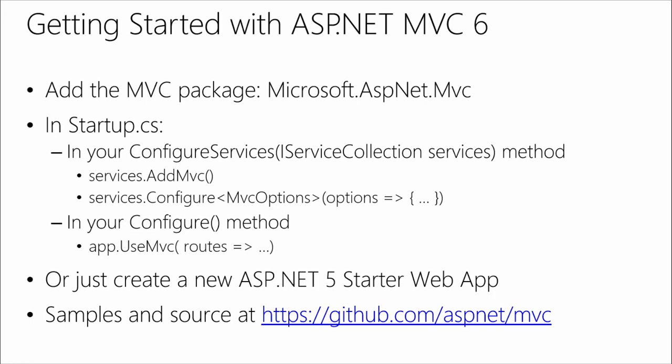Then you're going to go to your startup.cs file, and you're going to need to do 2 things. You're going to need to add MVC as part of your request pipeline. There's middleware involved here so that MVC can then handle requests. You're also going to want to add MVC's services to the dependency injection abstraction in ASP.NET 5.